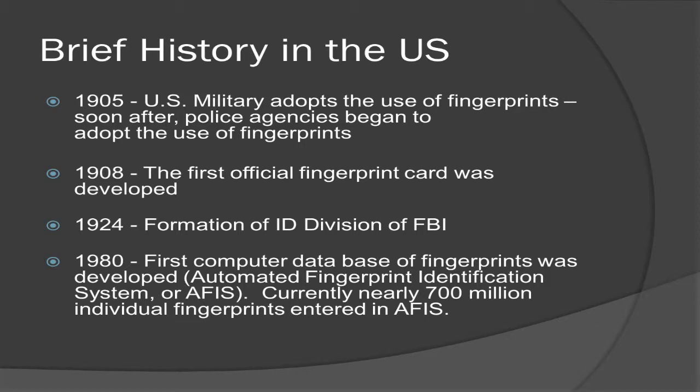In 1905, the U.S. military adopted the use of fingerprints. Soon after, the police agencies began to adopt the use of fingerprints as well. In 1908, the first official fingerprint card was developed. In 1924, the Identification Division of the FBI was formed.